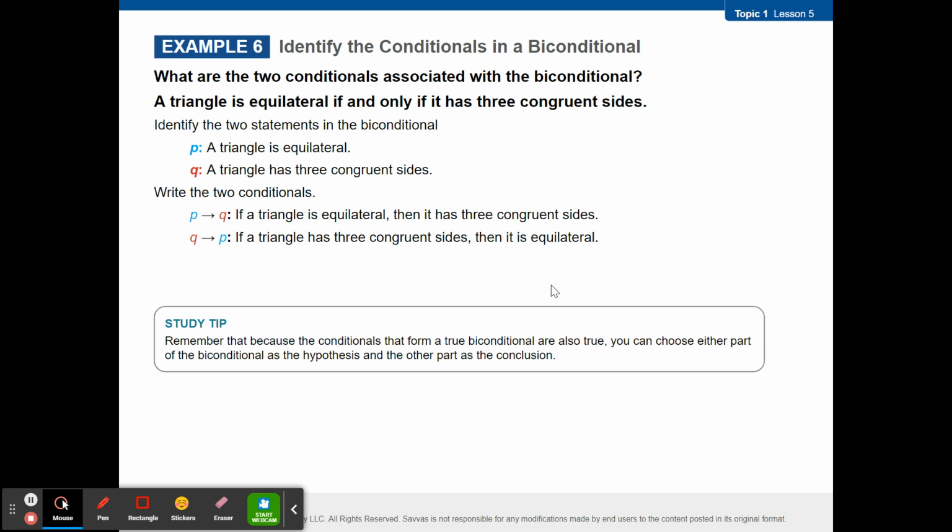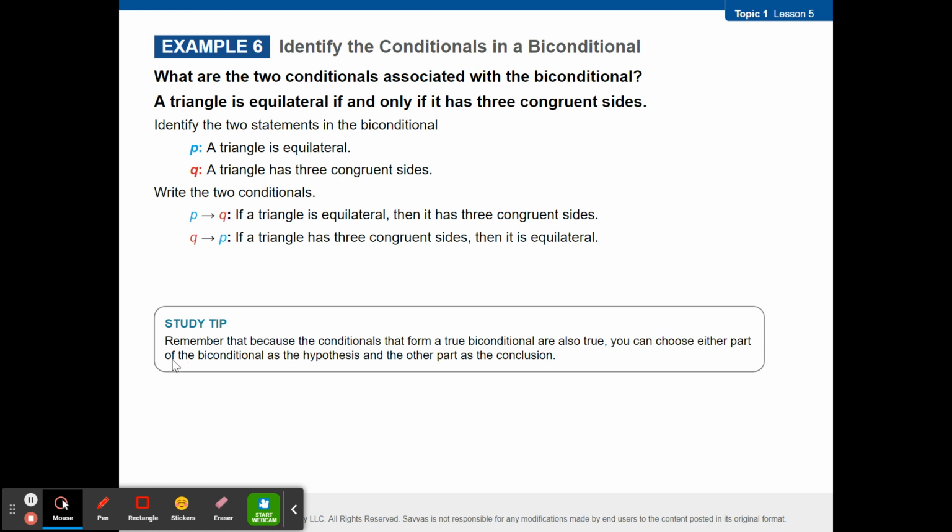So you identify the hypothesis and the conclusion within this biconditional, okay, which means usually this and then that. And then you write the two conditionals. So the conditional would be if a triangle is equilateral, then it has 3 congruent sides. And the converse would be if a triangle has 3 congruent sides, then it is equilateral.